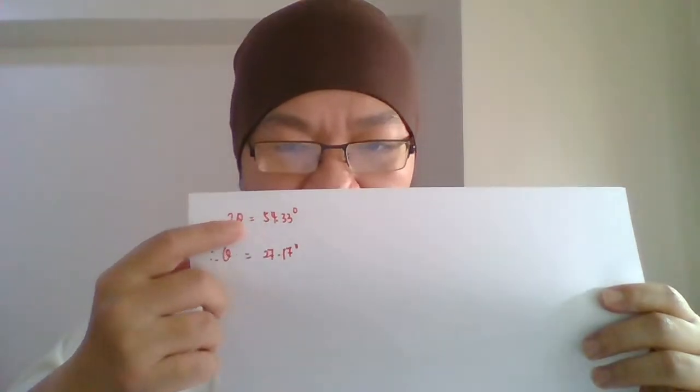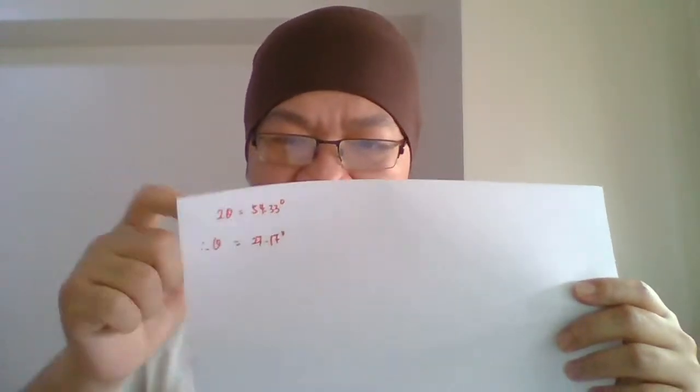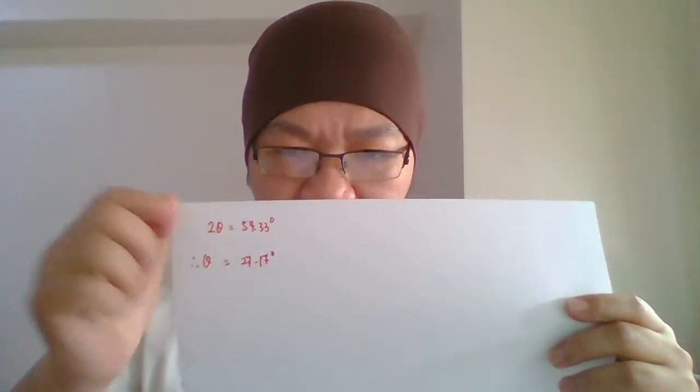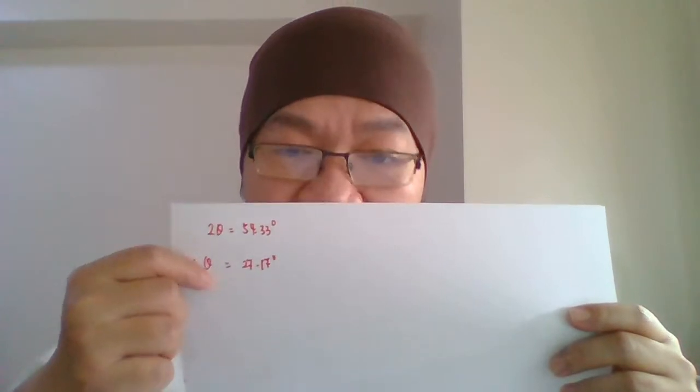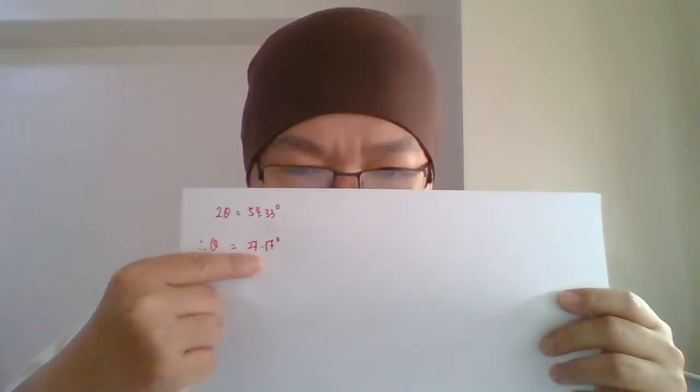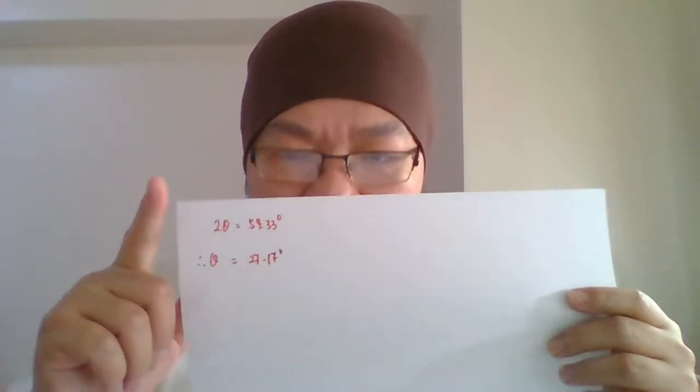This is the mistake. After you got 2 theta equal to this, people make a mistake because they move to the right side because they want to simplify so that they can get theta equal to this. This is the mistake. This is the wrong answer.